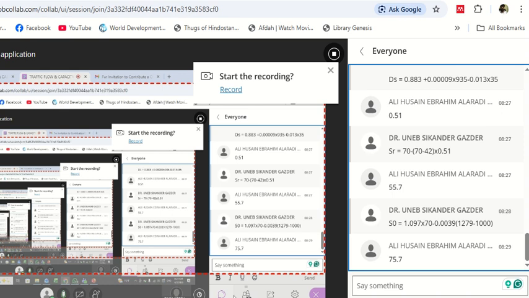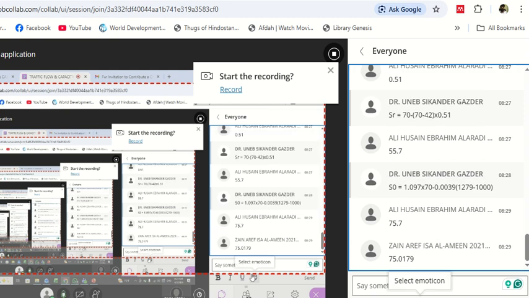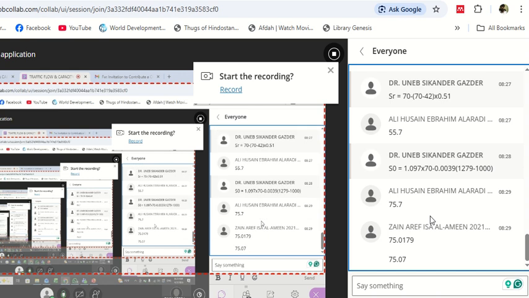How come? 1.097 into 70, this will be how much? And then you are subtracting this value. So 75 point something, good enough. Ali, can you recheck if it is 75.07 or 75.7? Or one of you can recheck it.